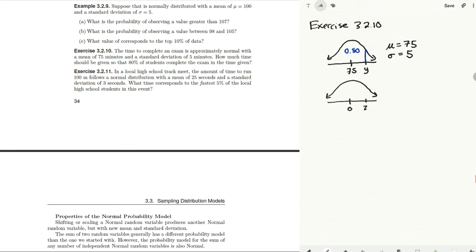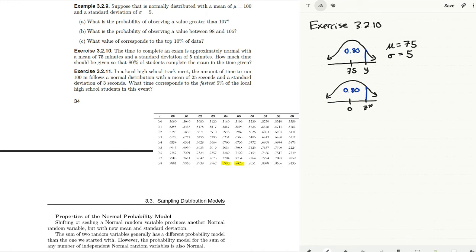So we can determine the z-score, we'll call this z star, which corresponds to an area of 0.8 to the left of z star. So we want to look for the two closest values to 0.8 inside of the z table. So looking inside of the z table, the two closest values to 0.8 are 0.7995 and 0.8023. So let's write down their corresponding z-scores.